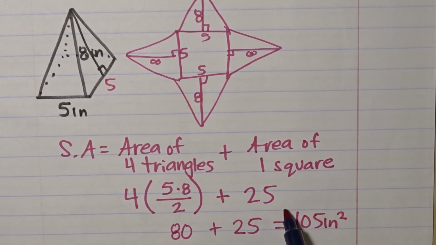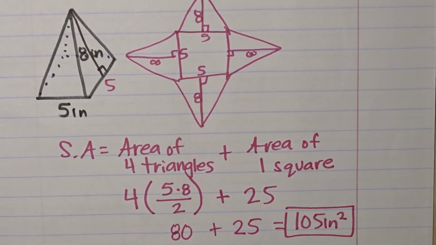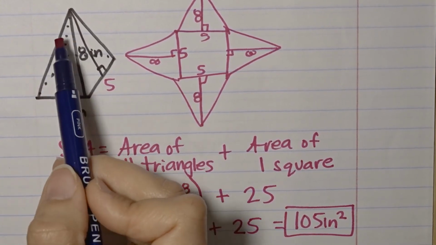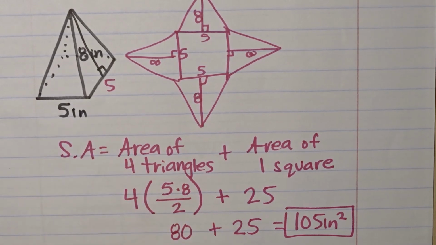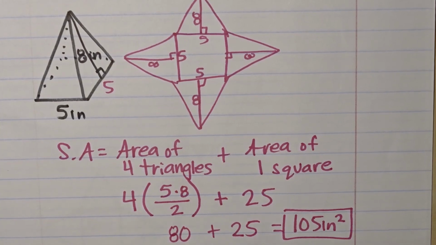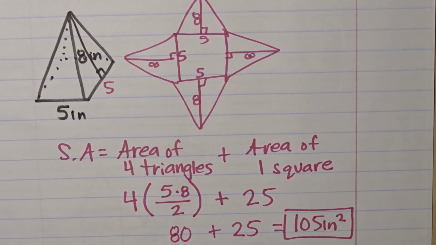squared. We're not talking about volume, although it looks like it's a 3-dimensional figure. We're actually only caring about the flat surface area. Wrapping paper does not fill up anything. Wrapping paper is flat, so it's a 2-dimensional measurement.